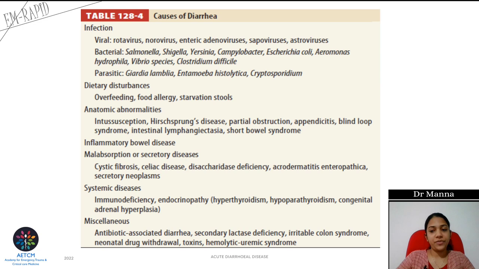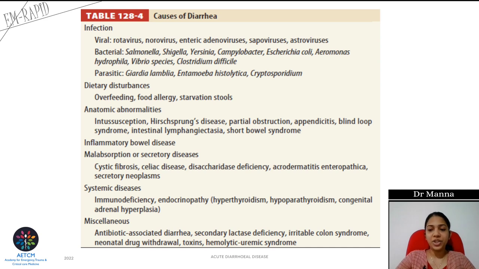And what are the causes of diarrhea? Causes can either be infective, or because of some dietary disturbances or some anatomical problems for the child. Infection itself can be divided into viral, bacterial and parasitic. Viral causes are the most common, and as we said, the most common is rotavirus. Then other causes are norovirus, adenovirus, sapovirus, astrovirus, like that.